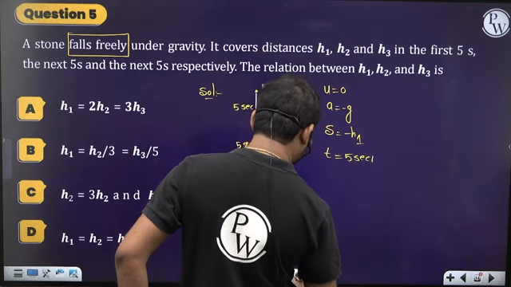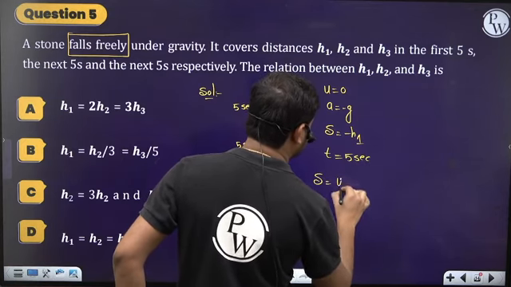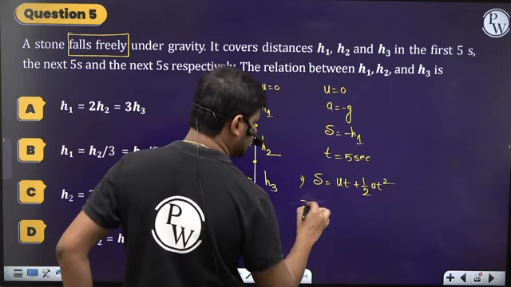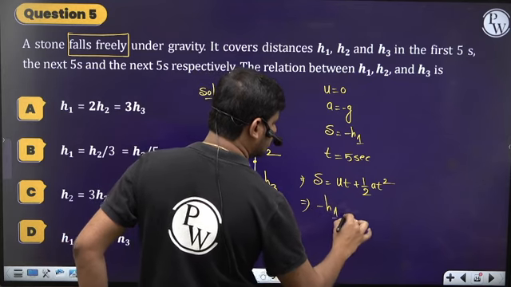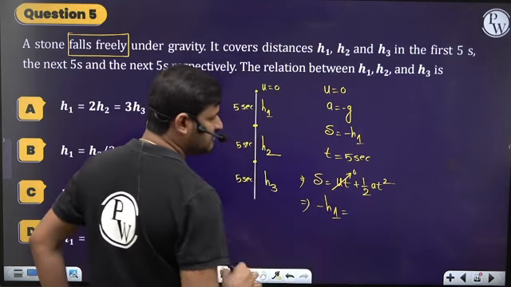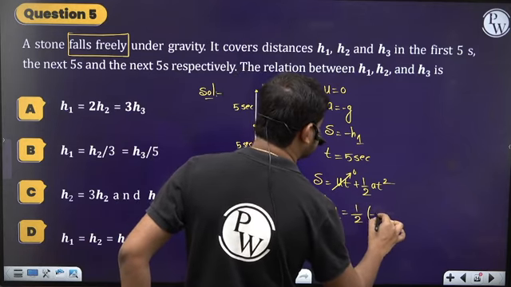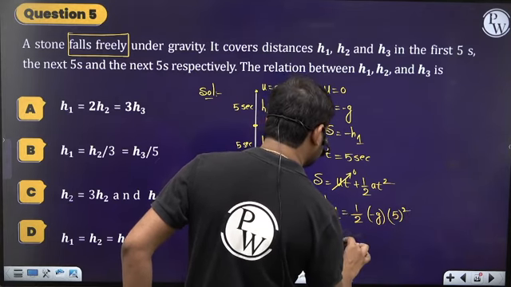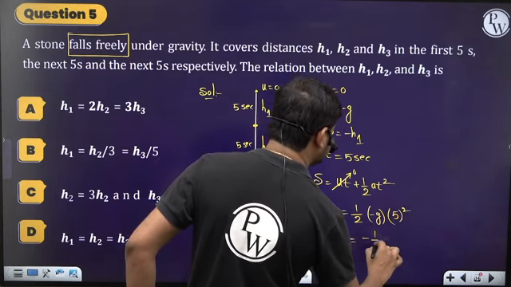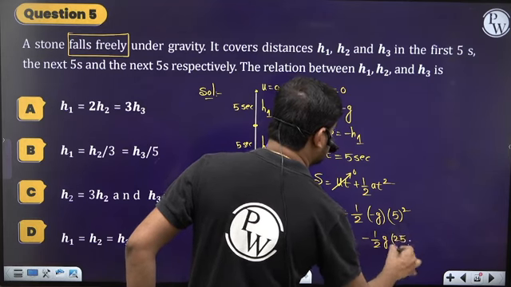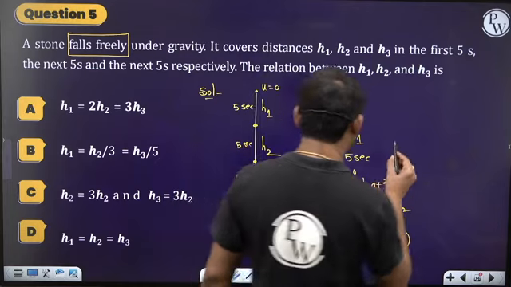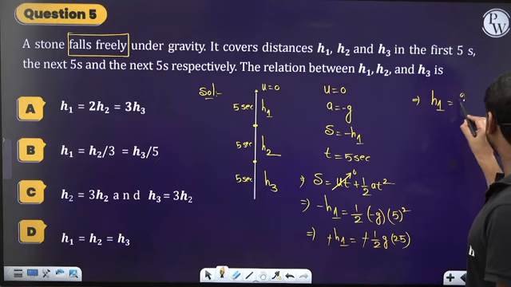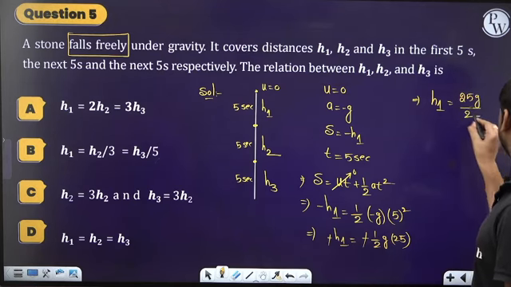Then let me write the equation s is equal to ut plus half at square. Listen carefully. s is equal to minus h1. However the initial velocity is 0, this term will become 0. Half a, minus g, t is 5 square, so minus h1 is equal to minus half g into 25. Minus minus cancel. Then h1 is equal to 25g by 2. 25g by 2.